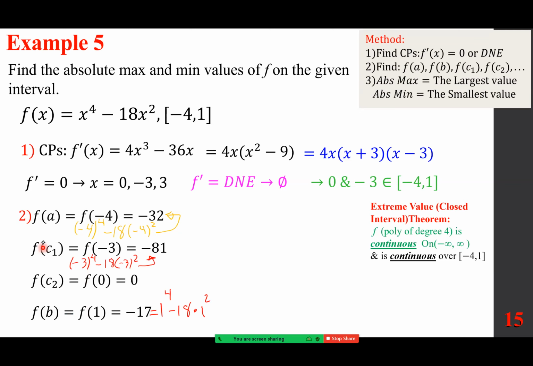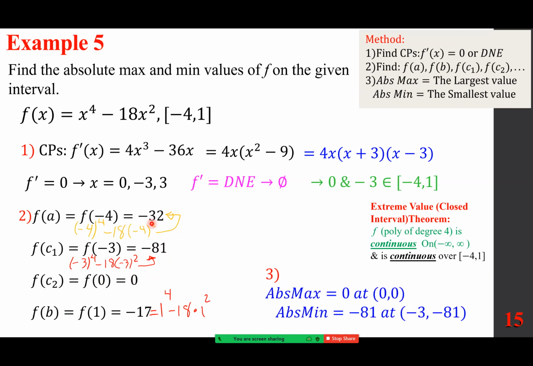So the largest value is 0 because everything is negative. So that's the absolute max at this pair. The smallest value is -81. So the absolute min is that at this pair, and we're going to write: absolute max is 0 at (0, 0). Absolute min is -81 at (-3, -81).